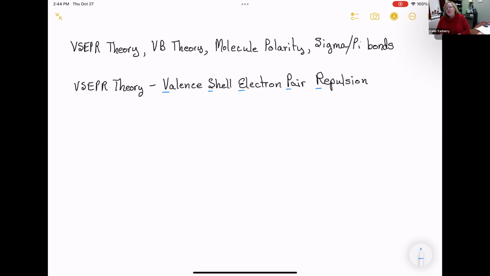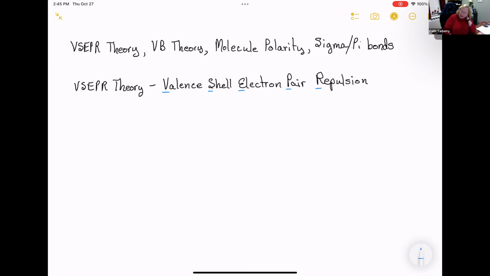So really, the only term that is completely new here is this concept of repulsion. What you have to remember is electrons are negatively charged subatomic particles. When you bring negatively charged subatomic particles near other negatively charged subatomic particles, they will repel one another because they have like charges. So what we're doing is looking at the repulsion that occurs between our bonds and our lone pairs in the molecule.